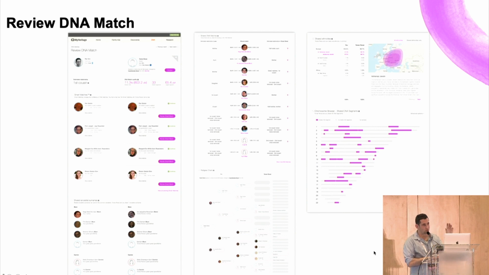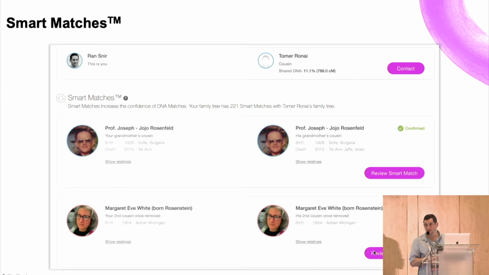If the match list shows you some aggregated data, or in summary, what are the important things we wanted to surface, here you can go in more depth and see the information. So the first thing on the list, and this is a match with my cousin Tomer, is that you'll be able to see the smart matches. As I mentioned, people in your tree and in their tree, and you can decide for yourself whether it makes sense and these are really the same people.